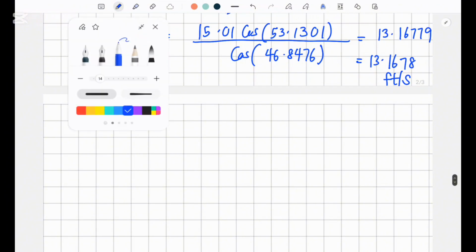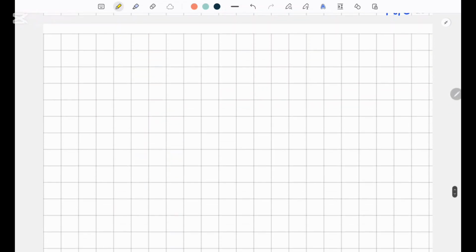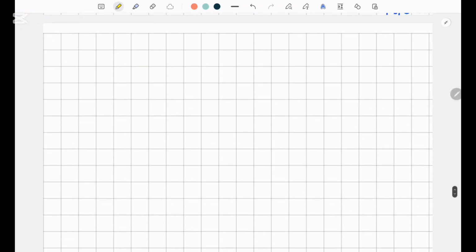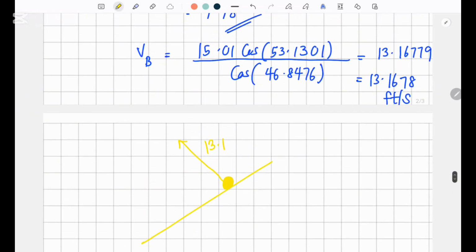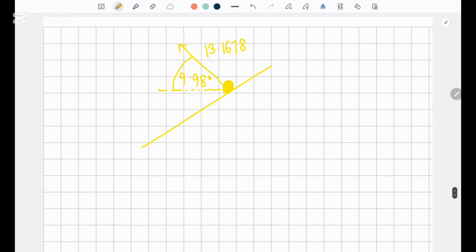Now we can focus on projectile motion. I'll write it in yellow. It's not hard to see, right? Yellow, yeah. So if I draw the particle like that, leaving at 13.1678 at an angle of 9.98. Okay. And I'll take the angle over here.